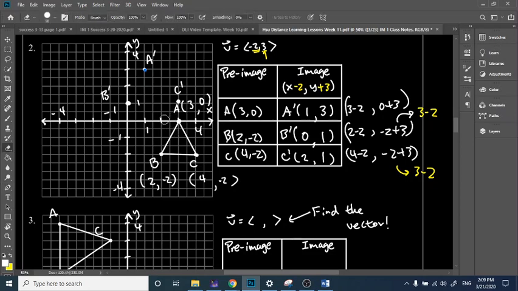Oh, okay. I had a feeling there was something off. (2, 1). That's where that is. Okay. Anyway, now we can draw the accurate points.